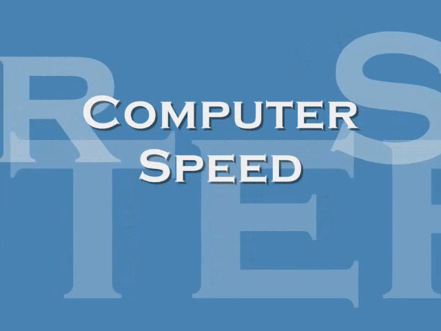Today, I will be talking to you about computer speed. First, let's talk about the CPU. The CPU stands for Central Processing Unit, and also is known as the computer's brain. The speed at which this unit can process information greatly affects the computer's overall performance.